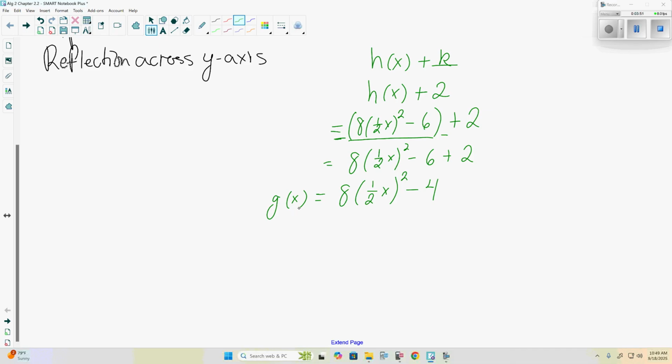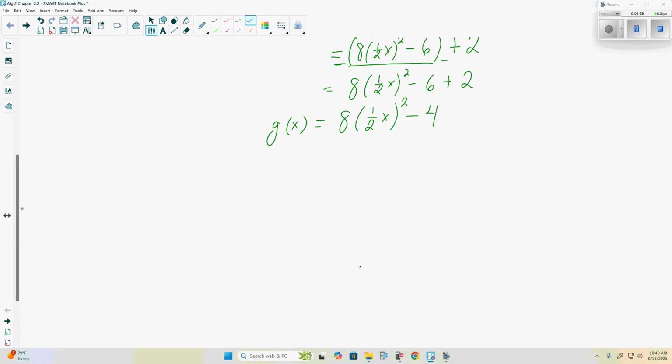Now the only thing we have left is our reflection across the y-axis. The general form of it is normally f of negative x. But since we're not applying it to f of x, it's applied to g of x. We'd say g of negative x. So we're replacing every x in the function with negative x. So we'd still have the 8. We'd still have the 1/2, but now this x is going to become negative x.